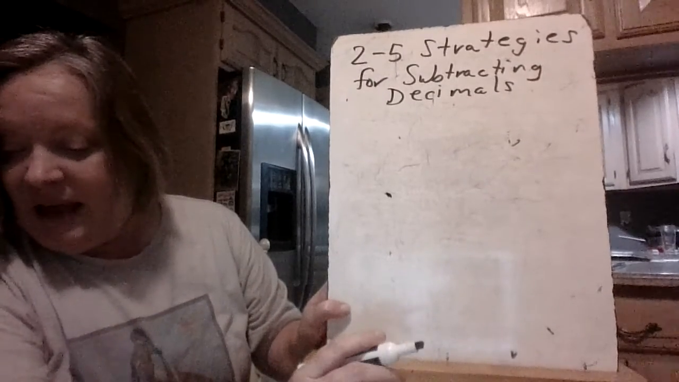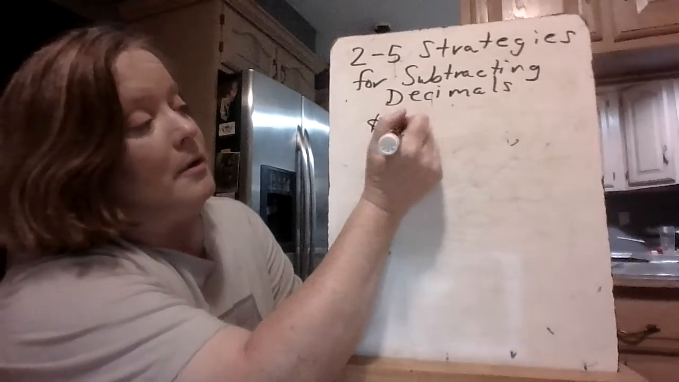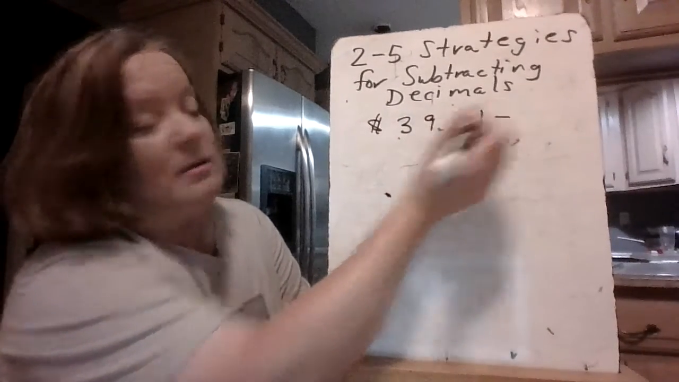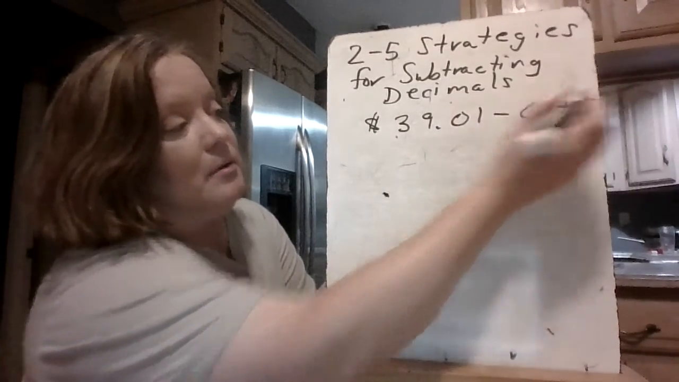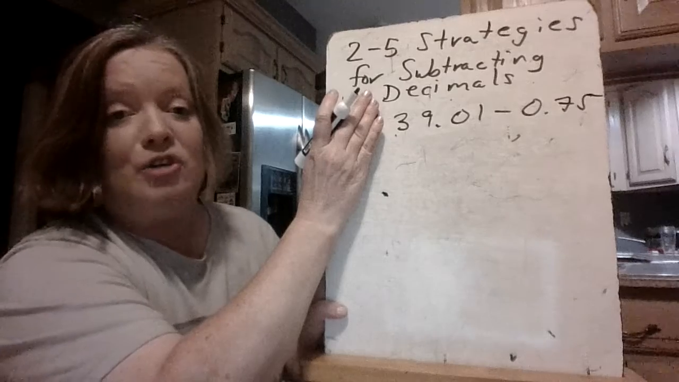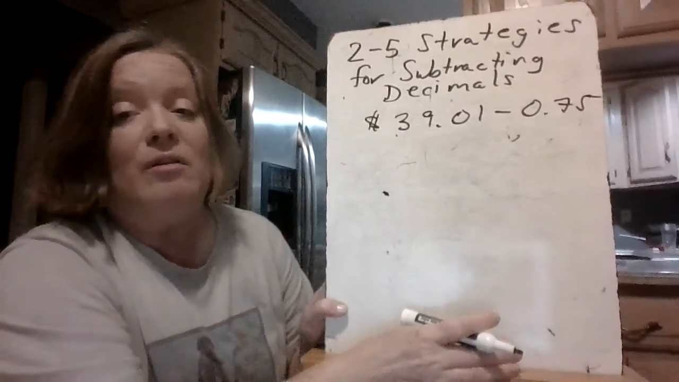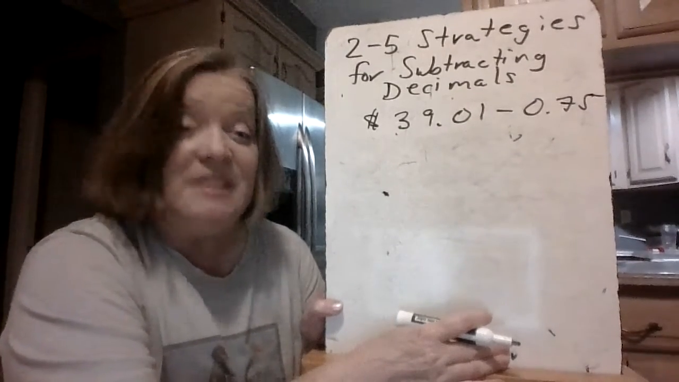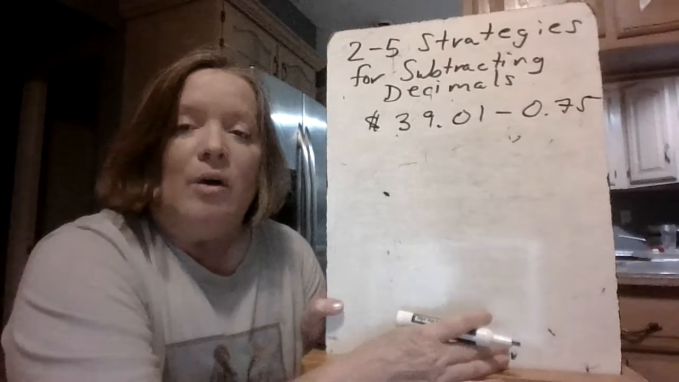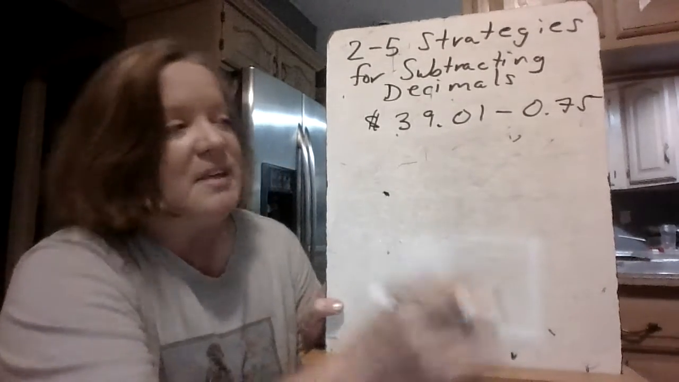Okay, let's say you had $39.01. Take away 75 cents. Okay, or we could say it's 39 and 1 hundredth, take away 75 hundredths. Well, first thing I'm going to do, I'm going to show you a little bit of a different strategy here. I'm just thinking out loud and I'm thinking, well, 75 cents.